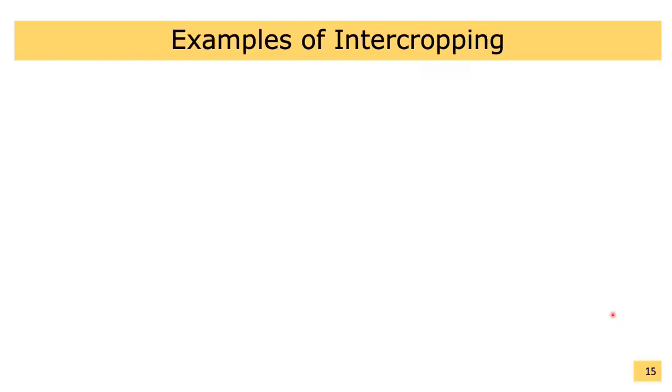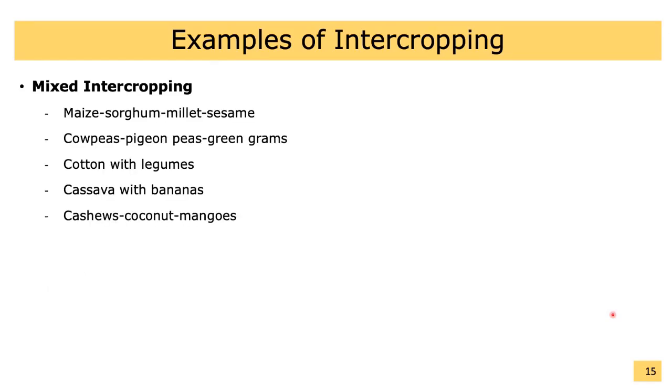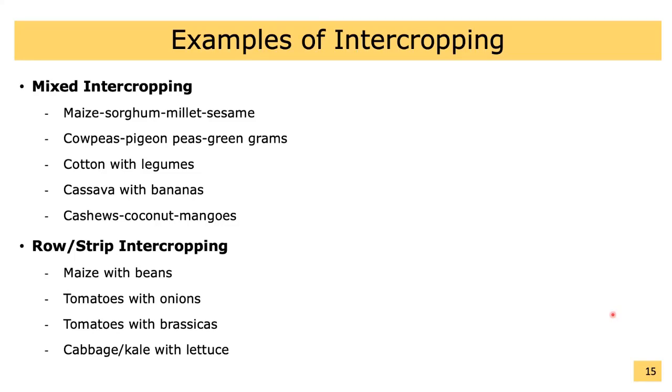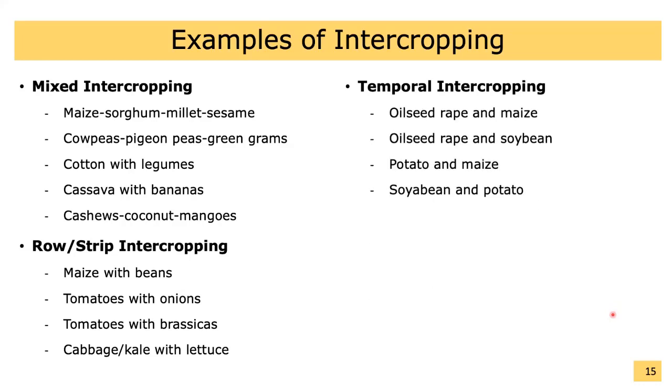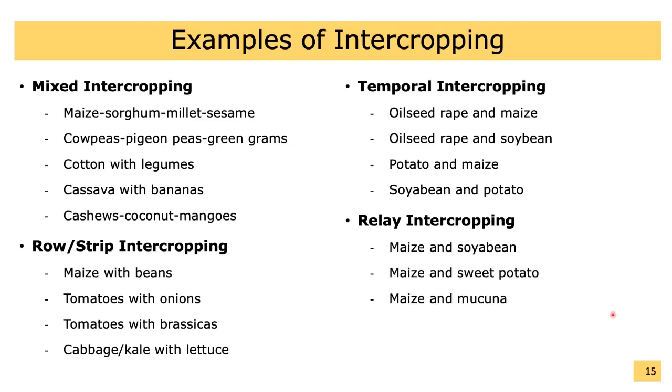Some examples of intercropping. Mixed intercropping examples are cotton with legume, cassava with bananas, cowpeas, pigeon peas, and green grams. Row or strip intercropping examples are maize with beans, tomatoes with onions, etc. Temporal intercropping examples are oilseed rape and maize, potato and maize, etc. Relay intercropping examples are maize and soybean, maize and sweet potato, etc.